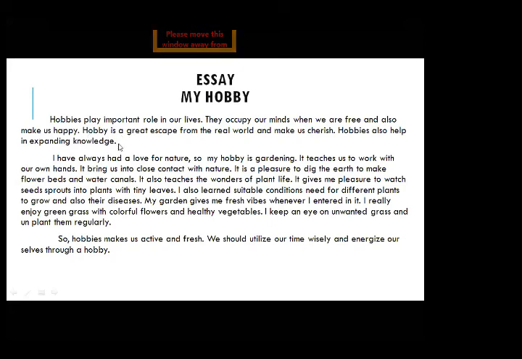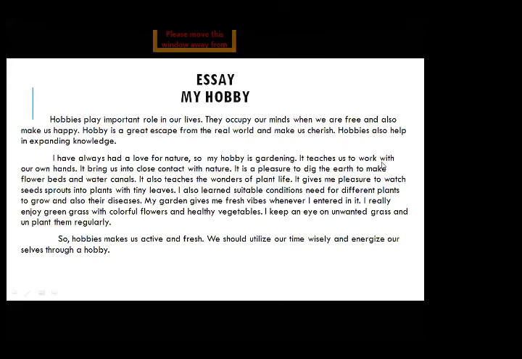Now change the paragraph. Where you end the line, skip one line and then from the other line give two fingers distance and make the second paragraph. The second paragraph is called the main body of the essay. It is called the main body because it contains all the information you are sharing about the topic of the essay. I have always had a love for nature, so my hobby is gardening.